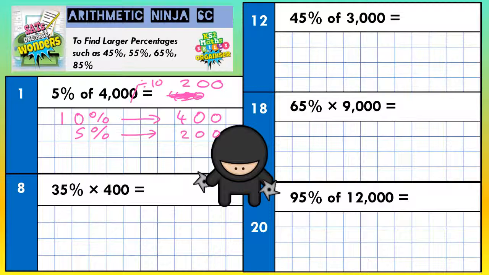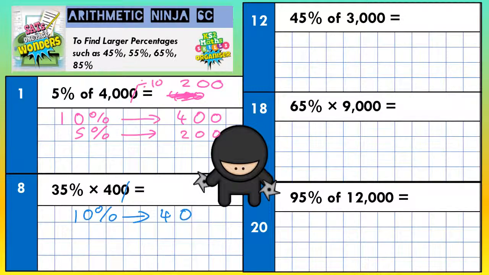Now, in all the other questions, we're also going to start by finding 10%. So let's do that first, because 10% is like a master key that unlocks lots of doors. On question 8, if we start with 10%, 10% of 400, knock that 0 off, or divide by 10, 400 divided by 10 is 40, so 10% is 40.